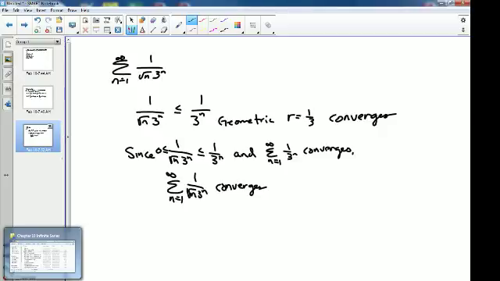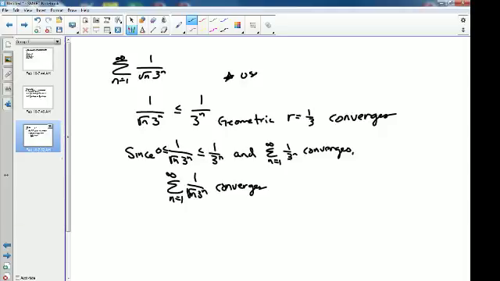Easy enough. Again, I got the hard parts, picking the comparison. It's a really high level of thinking, but try to keep it simple. Use the p-series and use the geometric series as much as you can. All right, so use geometric or p-series if possible.